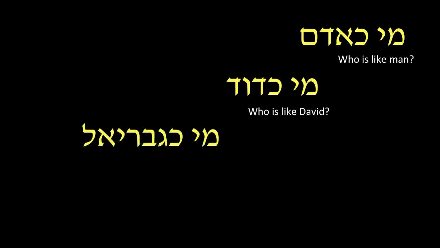Okay, let's try something else. Can you translate that? How about, who was like man, or who was like Adam? How about this? Who was like David? Oh, that's a bit of a long one. Okay, we'll just pause. That's right. It's who was like Gabriel.